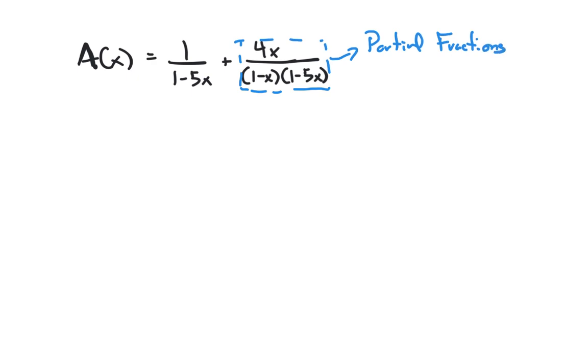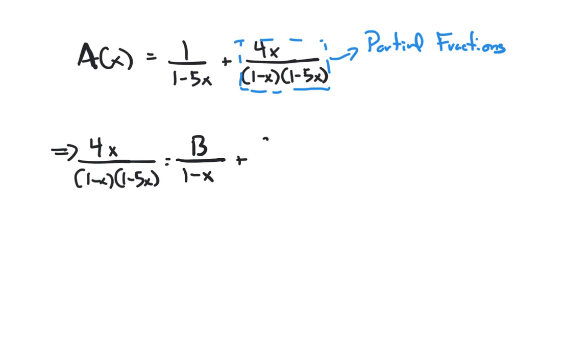So we want that 4x over (1 minus x)(1 minus 5x) equals something. Usually we'd use a and b, but since I'm already using a as the symbol for the generating function, let's use b and c. So this will be b over 1 minus x plus c over 1 minus 5x.